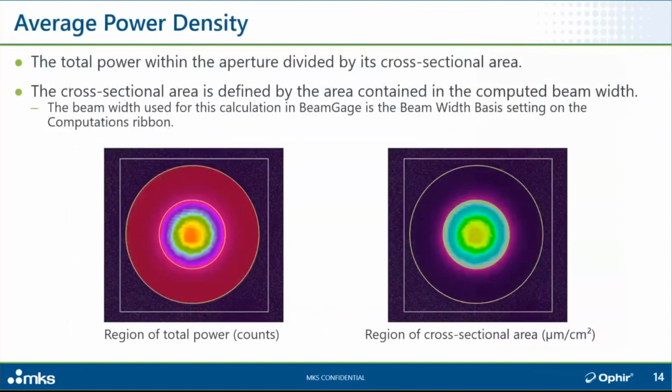The average power density result is the total power within the aperture divided by its cross-sectional area. Now, the cross-sectional area is displayed in the right-hand graphic here. This is the area inside of where the real measured beam width should be, and then on the left-hand side, this is just all of the pixels that are within the aperture. So we take the total power within the aperture and divide it by the cross-sectional area, and that will give us our average power density of that laser.